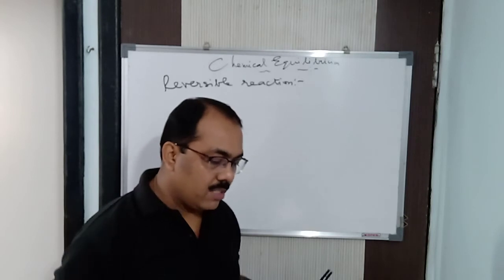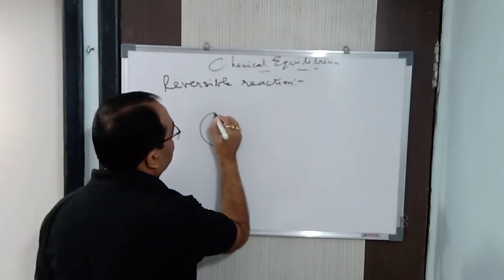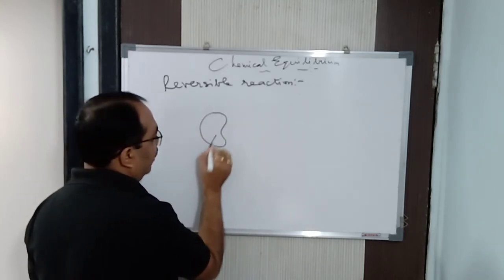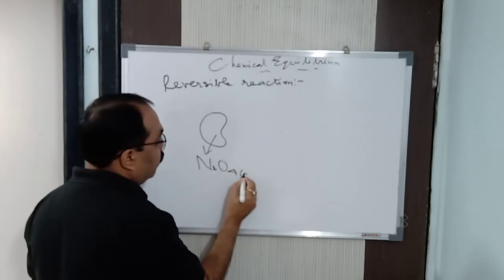Alright, we will take a glass bulb which contains nitrogen tetroxide, N2O4 gas. This is a glass bulb, in the shape of a mango. So just to explain, you have taken this N2O4 gas.